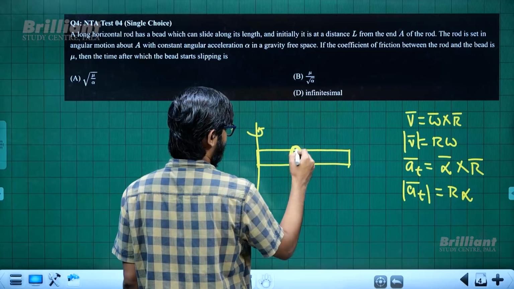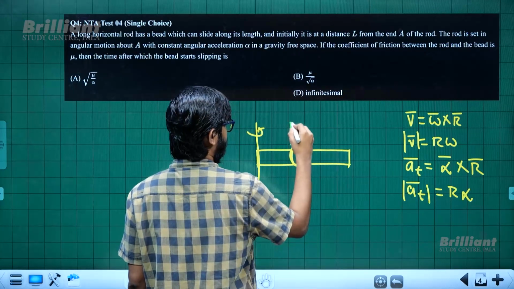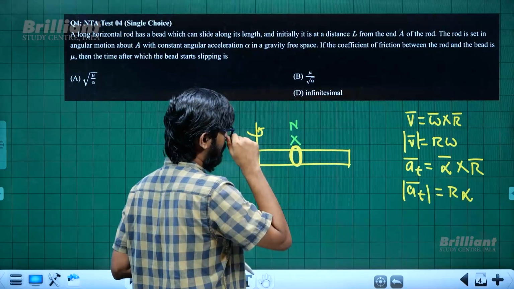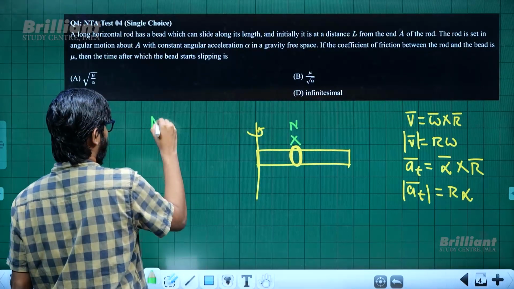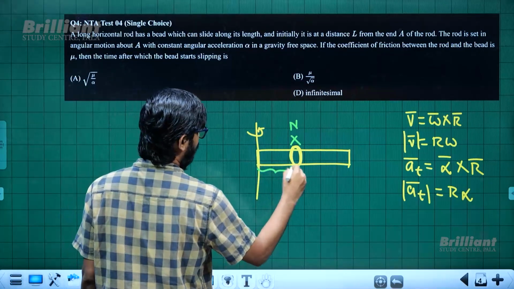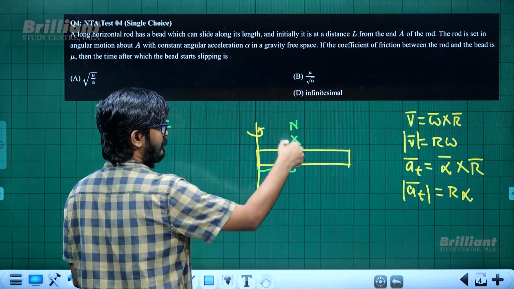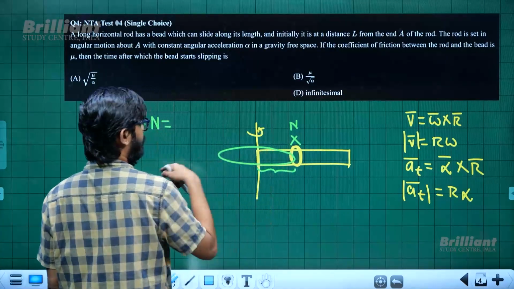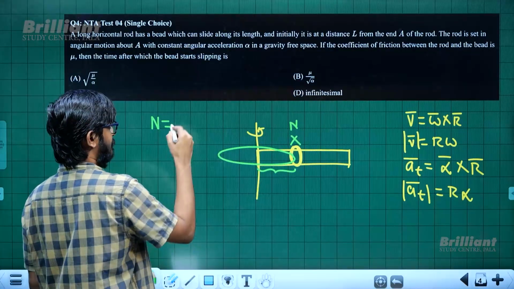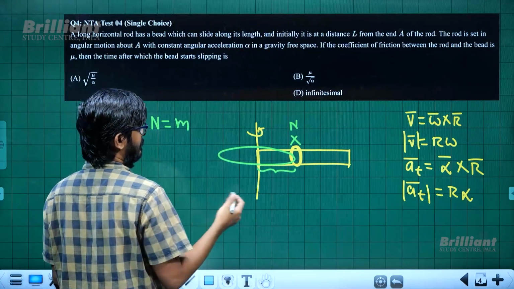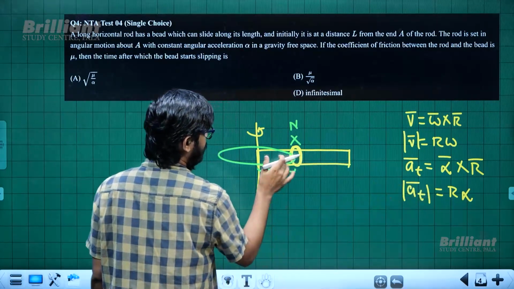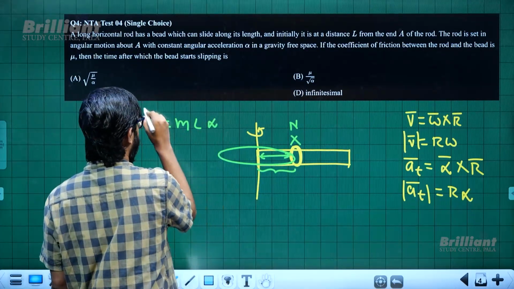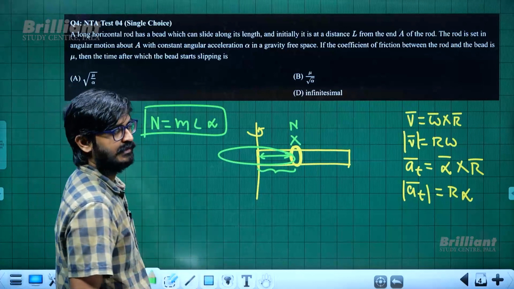There must be some force acting on the rod. What is that? Normal reaction. Normal by the rod on the bead will be into the plane. And how much is that normal reaction? That normal reaction will give us the tangential acceleration, right? Because it is performing circular motion. So that normal reaction will give you the tangential force, mass times tangential acceleration. What is tangential acceleration? R alpha. What is R? This length. This length is L, they said. So normal will give you the required tangential acceleration.